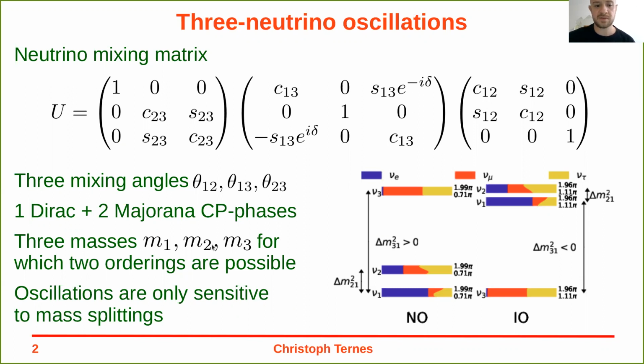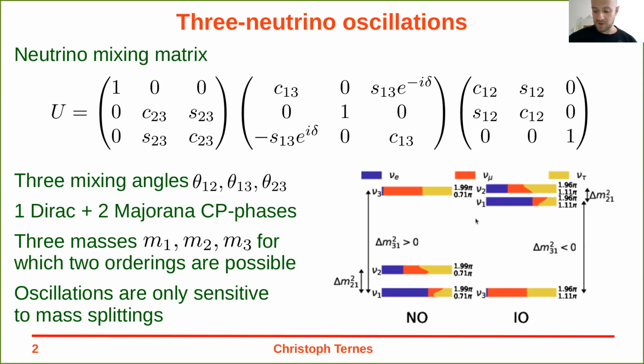We have 3 masses, m1, 2, and 3, which can be arranged in 2 different orderings. Either the neutrino with the largest electron neutrino content is the lightest neutrino, or the neutrino with the smallest electron neutrino content is the lightest neutrino. In the first case, we talk about normal ordering. In the second case, about inverted ordering, and this corresponds to the sign of the parameter delta m31 squared.